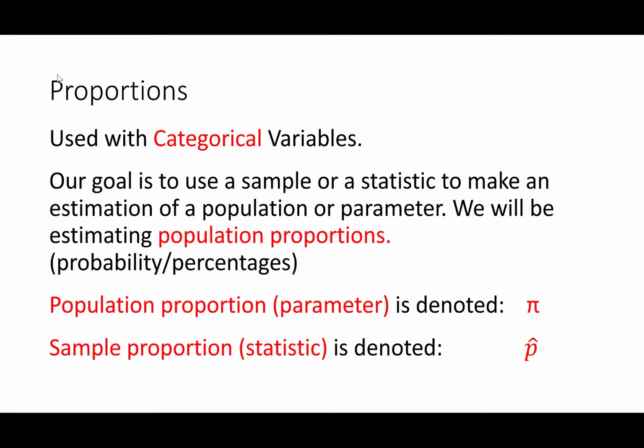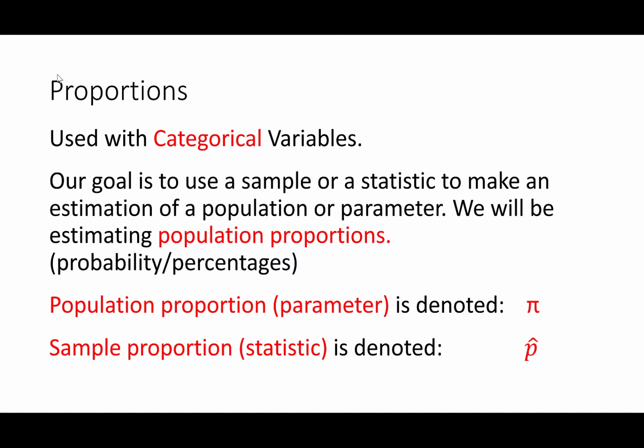This lecture is going to cover the distribution of sample proportions. If we remember, a proportion is used with categorical variables. It's the number of successes over the total number of trials. What we're going to be interested in is trying to estimate a population proportion using a sample proportion. P hat represents a sample proportion.